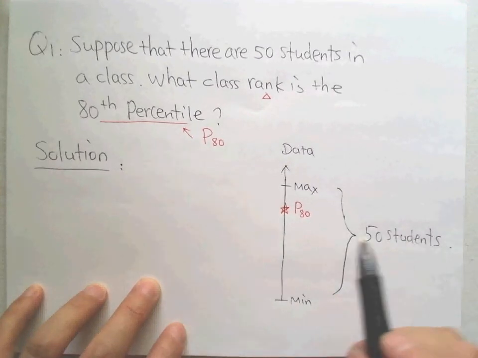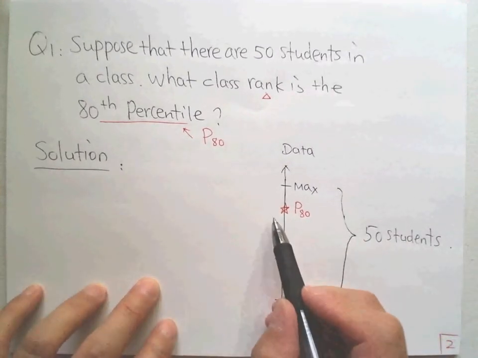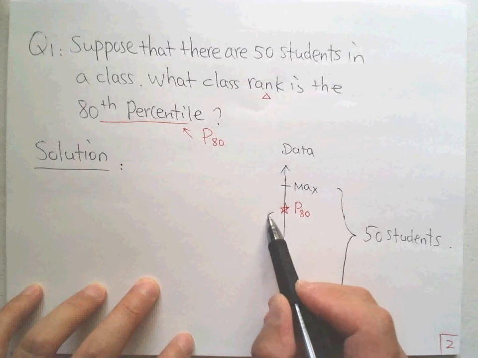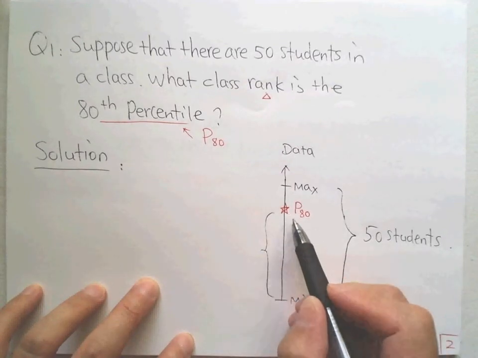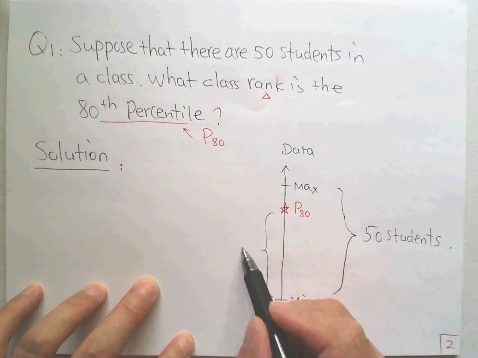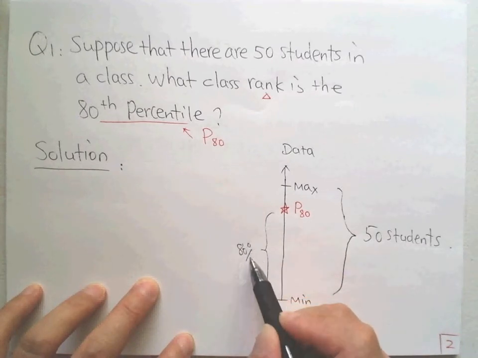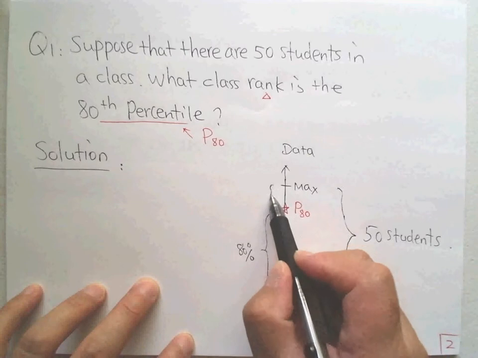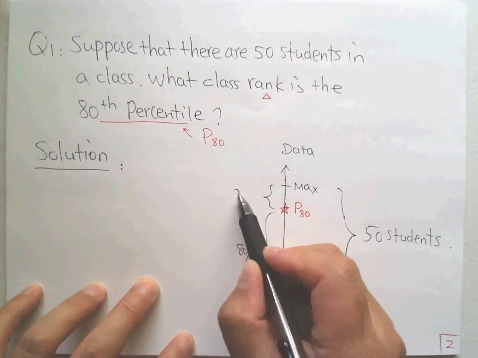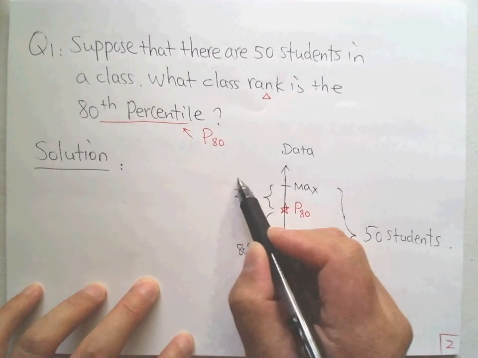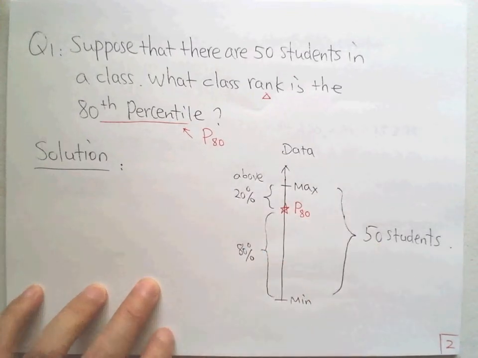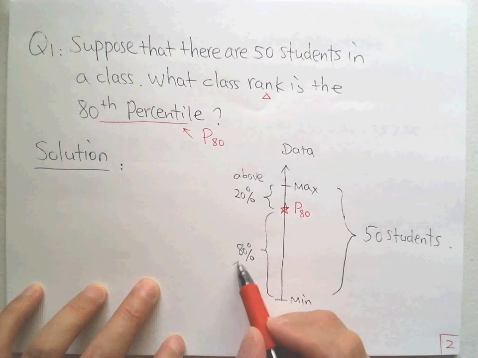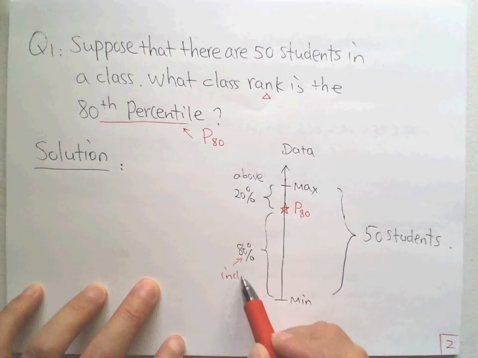Right? And then if we include this number, how many percent of the students are at or below P80? So we know it's 80%. So this is 80%. How many above? So 20% above. We will use that. Of course, this 80 is included. Keep in mind, this 80% includes the P80.